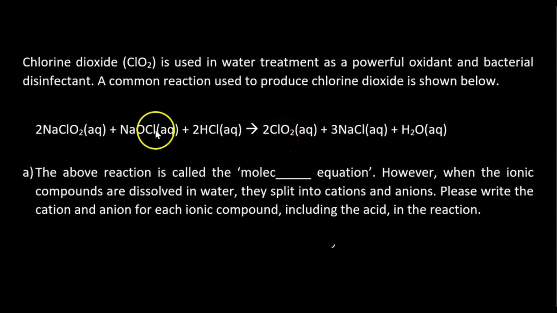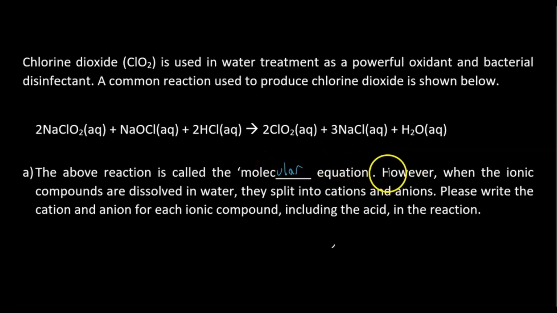Now, this is one type of equation, and the above reaction is called a molecular equation. It's called a molecular equation because it's written in terms of the molecules. So this reactant is a molecule, this is a molecule. All of these molecules are neutral. They have no charge. Even if they're ionic and may produce ions when dissolved in solution, they're written in this molecular form as neutral molecules. That's why it's called the molecular equation.